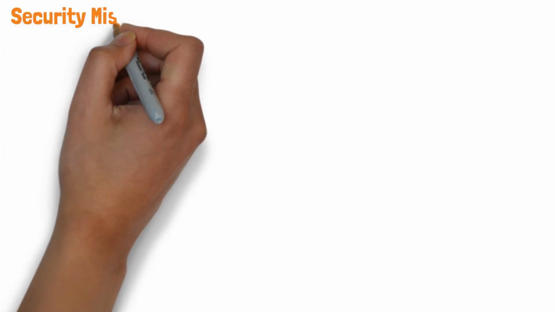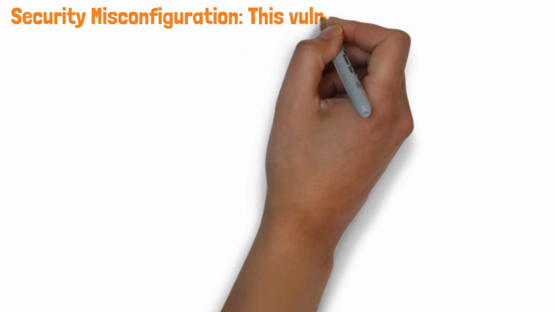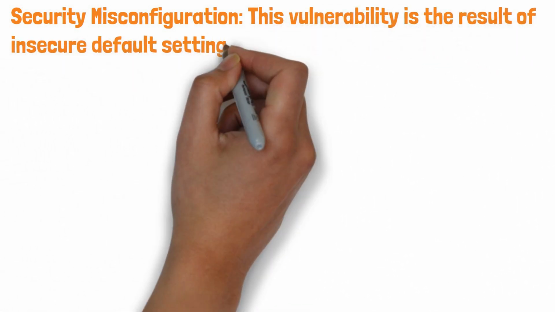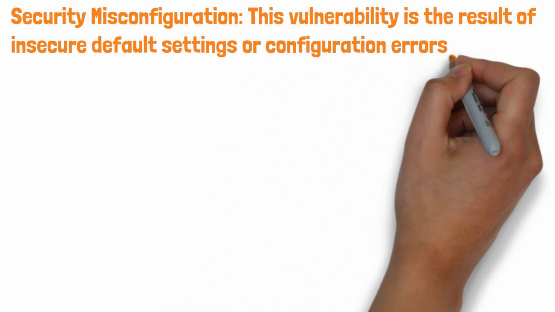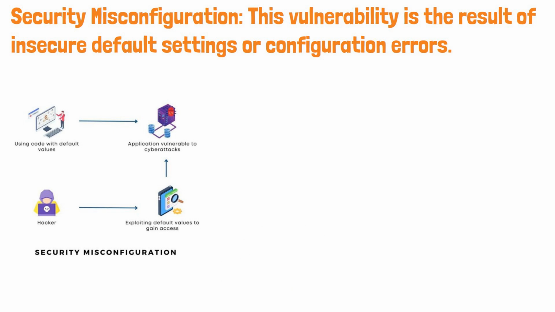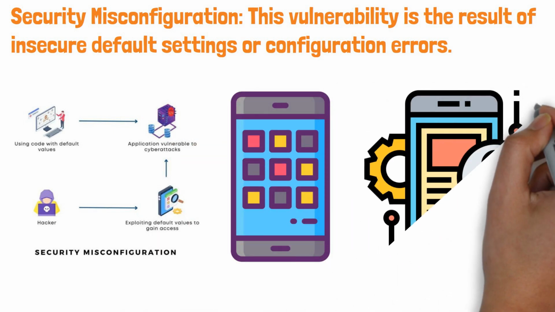Next up is security misconfiguration. This vulnerability is the result of insecure default settings or configuration errors. Attackers can exploit these misconfigurations to gain unauthorized access to an application or its data.